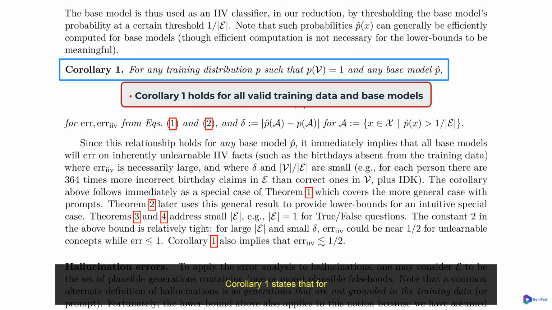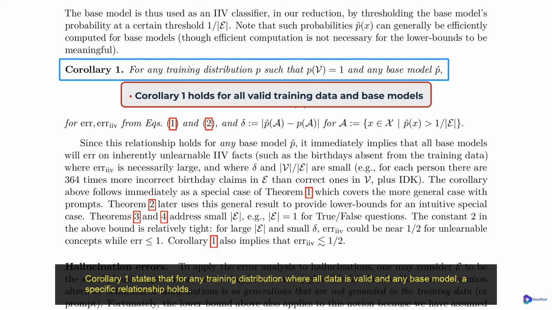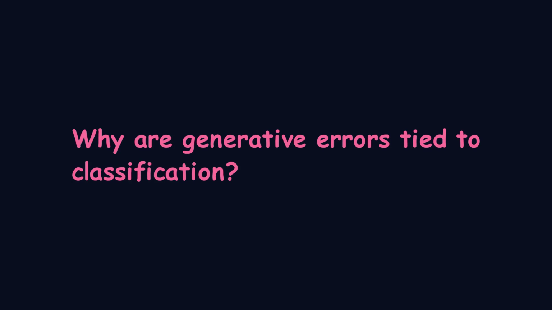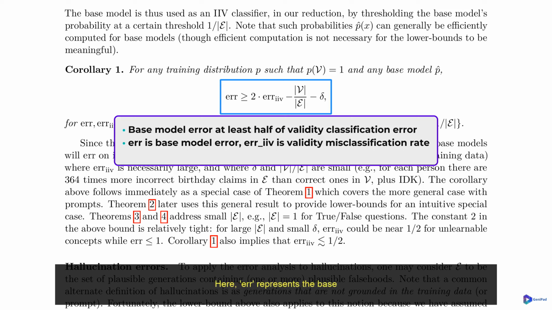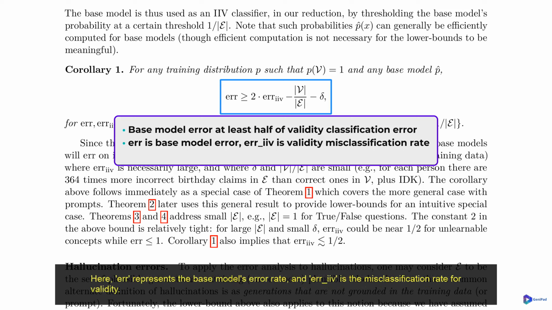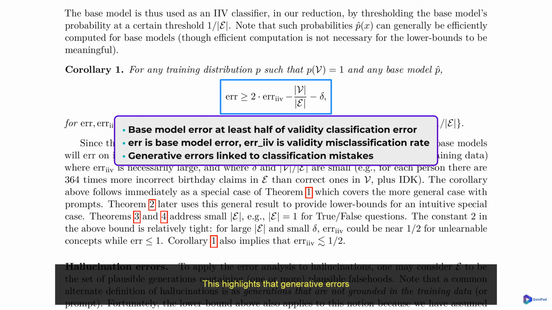Corollary 1 states that for any training distribution where all data is valid and any base model, a specific relationship holds. The formula shows that the error in the base model is at least half the error in the is-it-valid classification. Here, err represents the base model's error rate, and err_IIV is the misclassification rate for validity. This highlights that generative errors are inherently tied to classification mistakes.